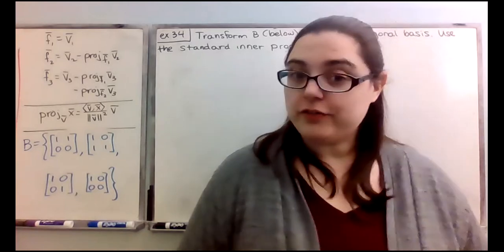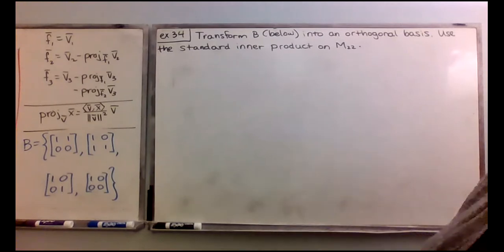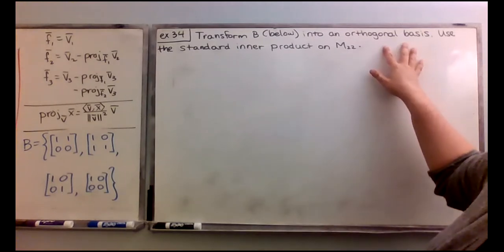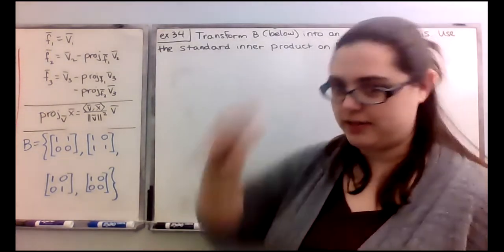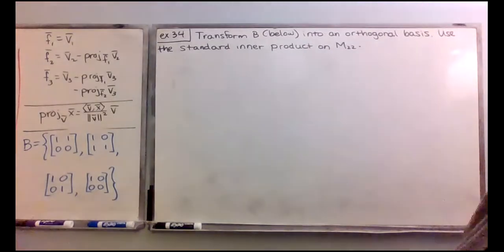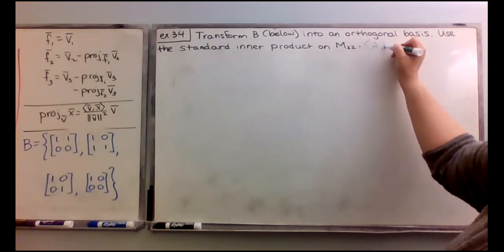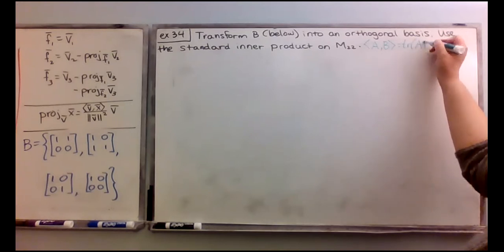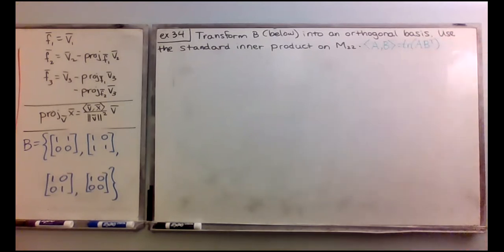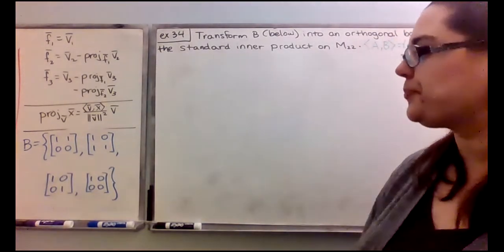So this is example 34. And it says we're going to transform our basis B into an orthogonal basis for M22. So we only need an orthogonal basis. Don't need to normalize our vectors at the end. Phew. And we're going to use the standard inner product on M22. Just a reminder, the standard inner product between two matrices is going to be the trace of A B transpose.